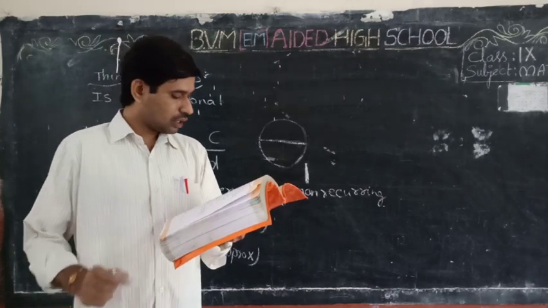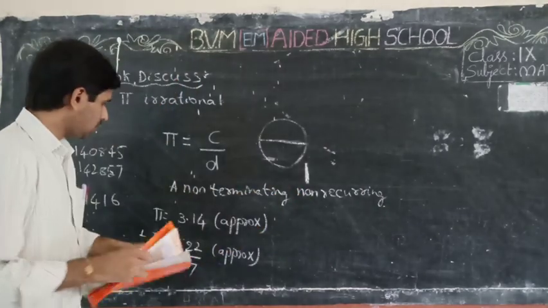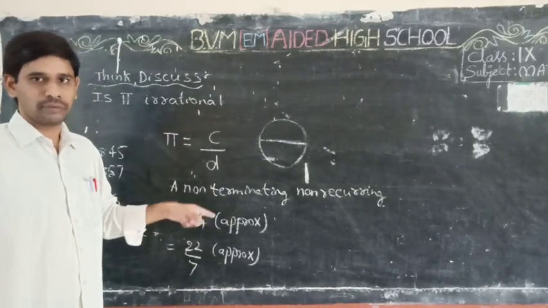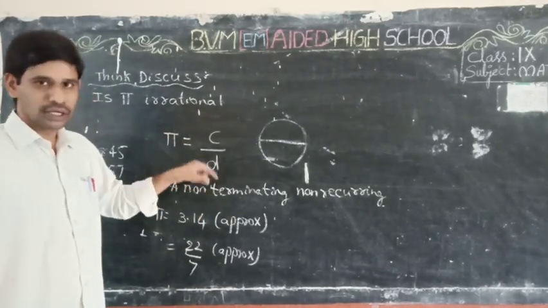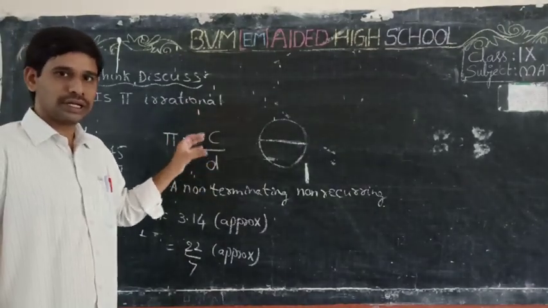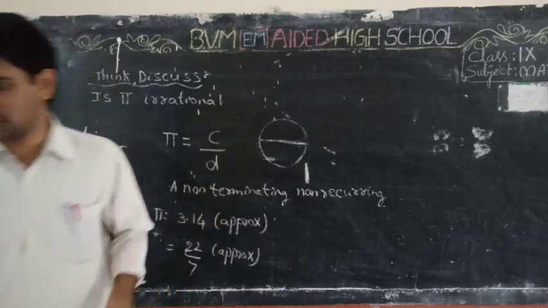So now we are taking 3.14 as an approximate value. It is not a terminating decimal. It is a non-terminating, non-recurring decimal when we divide circumference by diameter. So pi is an irrational number, since it is a non-terminating, non-recurring decimal.